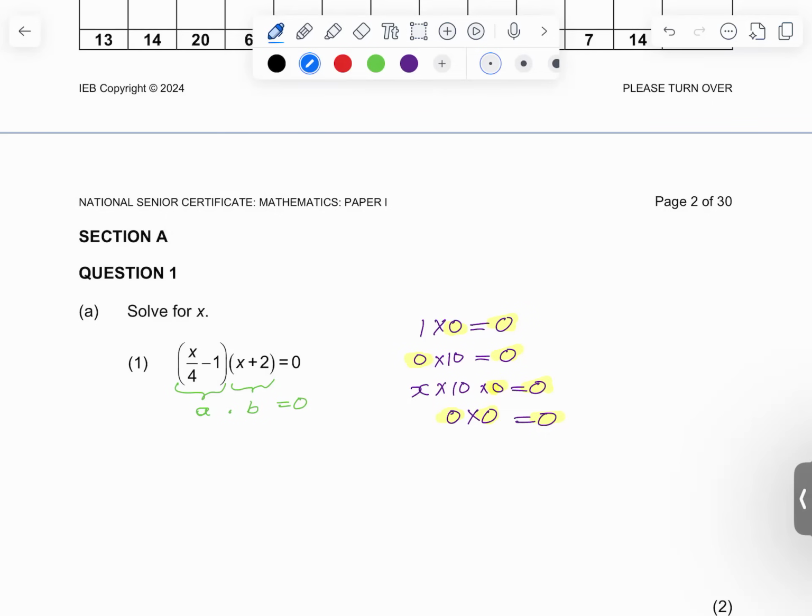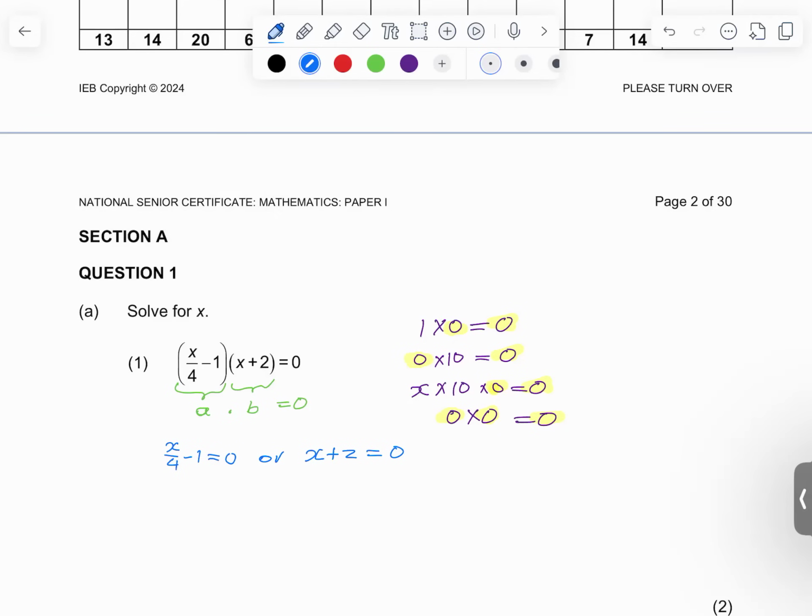Okay, so what are we going to do here? All I have to do is simply take the first factor, which is x divided by 4 minus 1, equated to 0, or the second factor, which is x plus 2, equated to 0. We know that one of them is equal to 0 and we don't know which one. So the safest option is to say that both of them will be 0. And then we can solve for x.